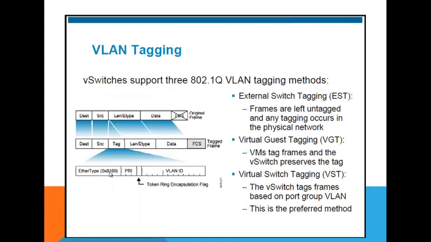Now, VLAN tagging. This is another interesting topic. There are three different types of VLAN tagging available. One is EST, external switch tagging, in which no VLANs are tagged by the vSwitch. The vSwitch will not do any VLAN tagging when it sends the frame out. The frames are left untagged and are tagged only by the physical device outside. So if tagging is not done on the server, then it is EST.